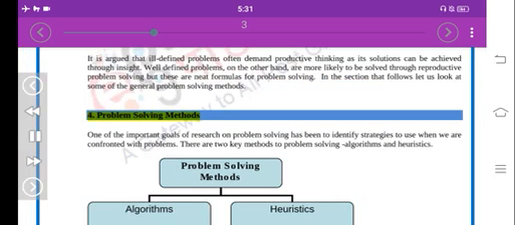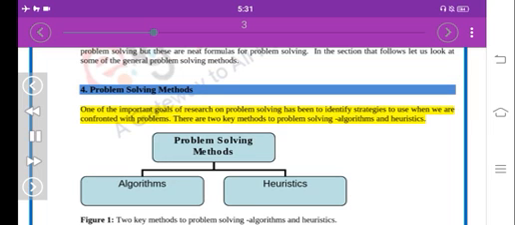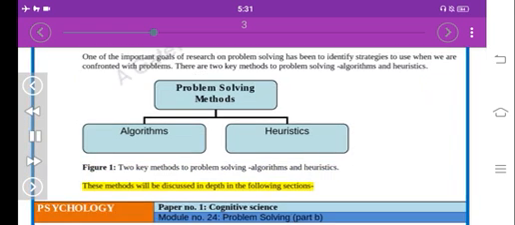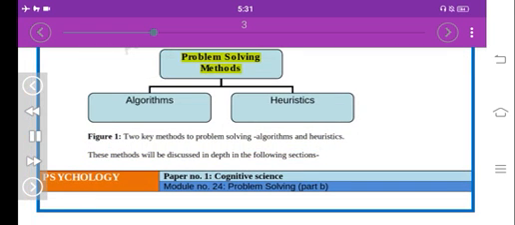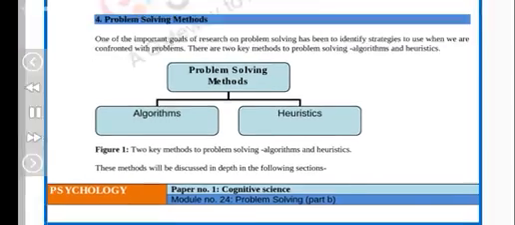4. Problem solving methods. One of the important goals of research on problem solving has been to identify strategies to use when we are confronted with problems. There are two key methods to problem-solving: algorithms and heuristics. Figure 1. Two key methods to problem-solving: algorithms and heuristics. These methods will be discussed in depth in the following sections.